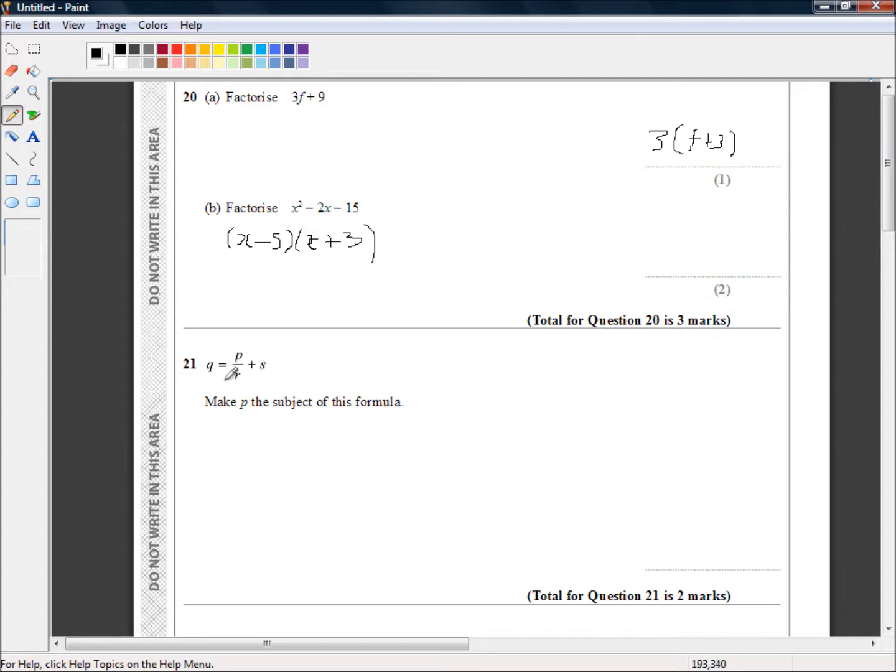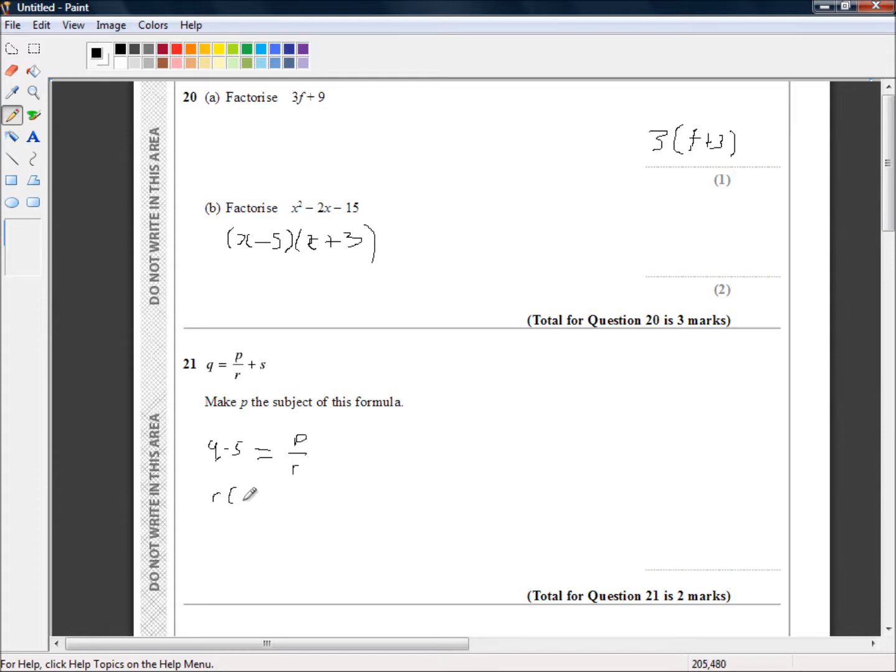Okay, picking up in question 21, Q equals P over R plus S, make P the subject of this formula. So the first thing we need to do is to get this P all on its own. So the easiest thing is to get rid of this S by moving it over to that side of the equation. So Q minus S is equal to P over R. And then we need to multiply both sides by R in order to get rid of that R and get the P on its own.